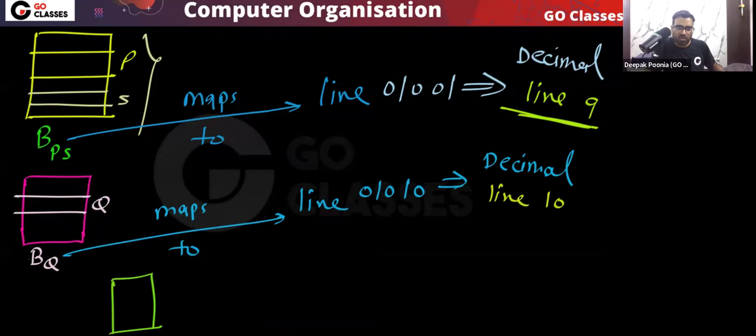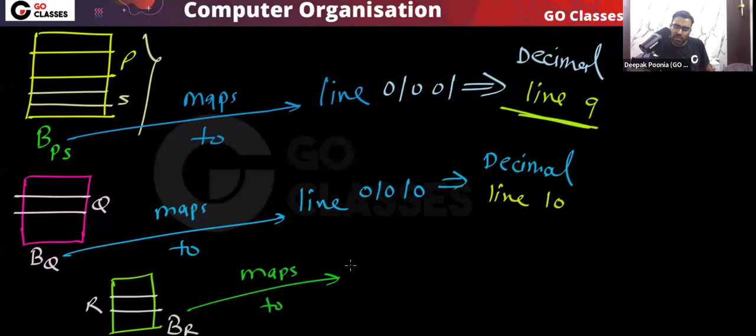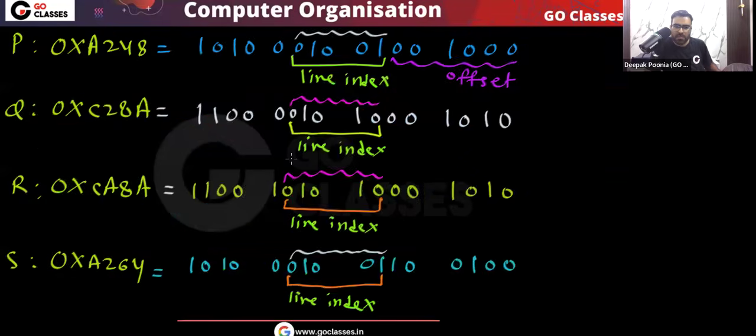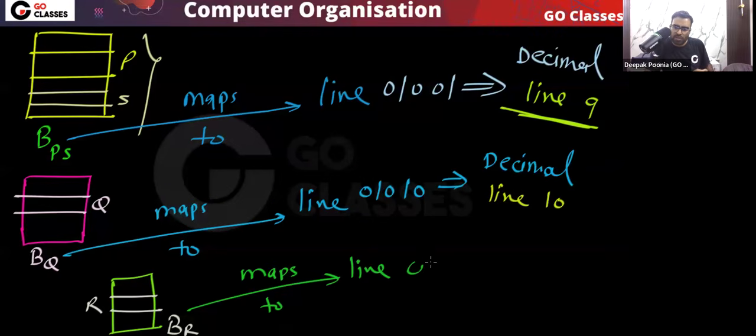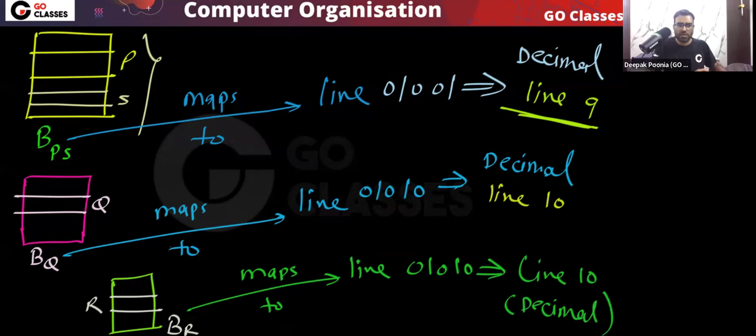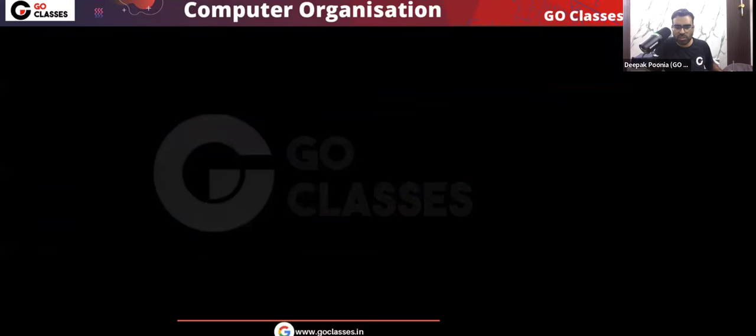There is a block which contains R, that is your BR, the block containing R. This block containing R will also map to line 01010. In decimal, this is also line 10. Okay, so that's it. I hope you understood this point.